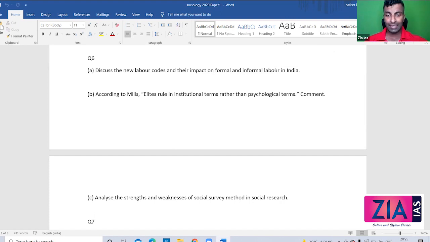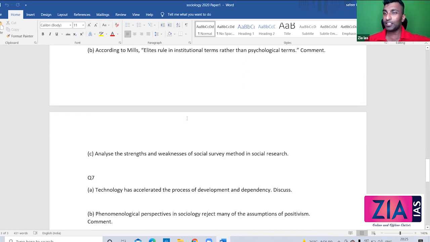But the other 2 questions are easy. So, limitations of the social survey method. Okay, easy. Elite rule, Mills' concept is also okay. But I'm not concerned about question number 6. I hope you guys understood.